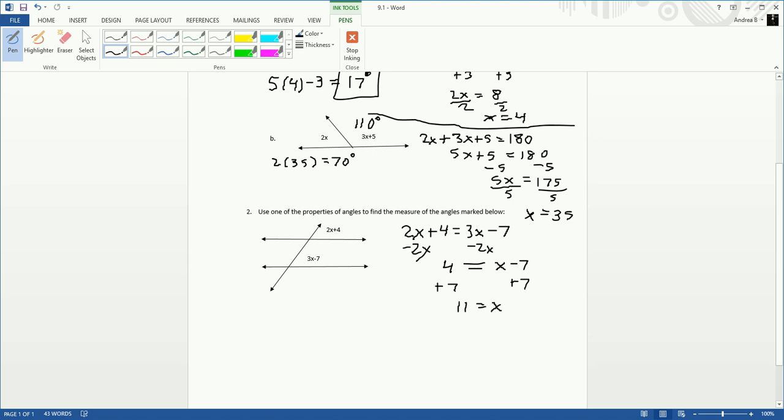Once again, do not stop once you get the x. We need the angle measures. So we have 2 times 11 plus 4 if we plug it in for this top angle here. So then we get 26 degrees. And just like in part A, once we have one angle, we have them both because they are equal to each other since they are corresponding angles. And remember, corresponding angles are whenever you have two parallel lines, the transversal, and they're on the same side of that line, but not right side by side.